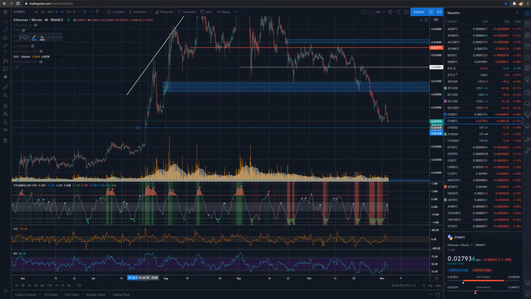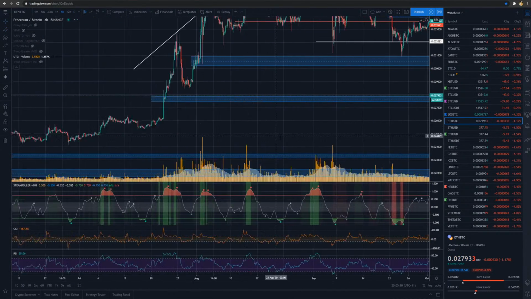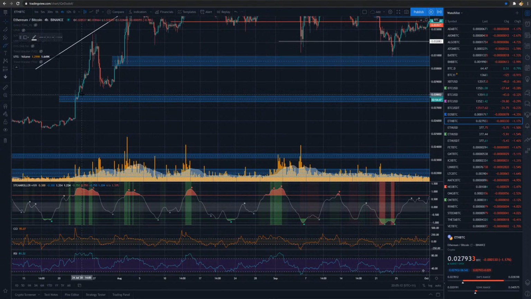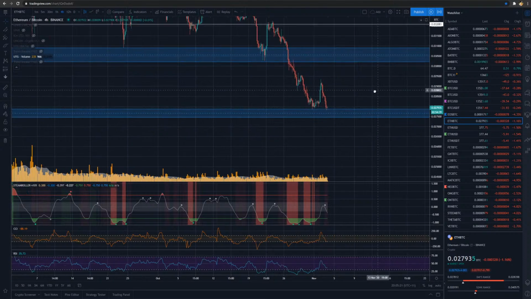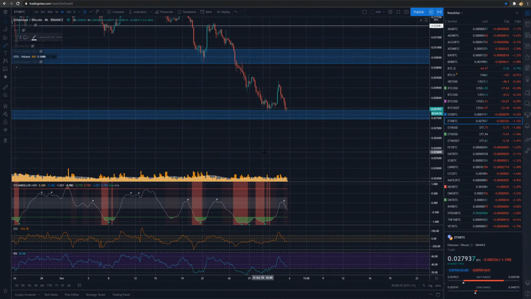I reckon it was probably last Thursday. We are sitting on the next one here, and very easy to find, that red candle just to the left there on the 4-hour time frame. Very, very easy to find. Coming to the right-hand side, we have bounced off this level twice now, and we have plenty of room to move in either direction, to be honest.